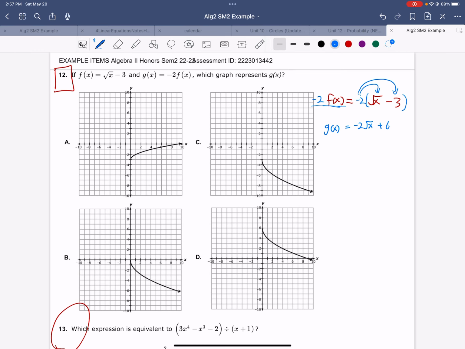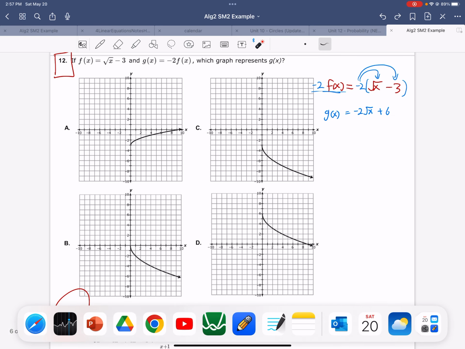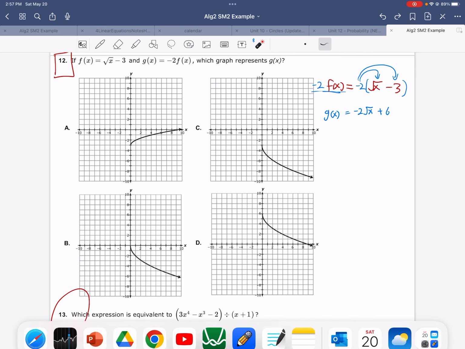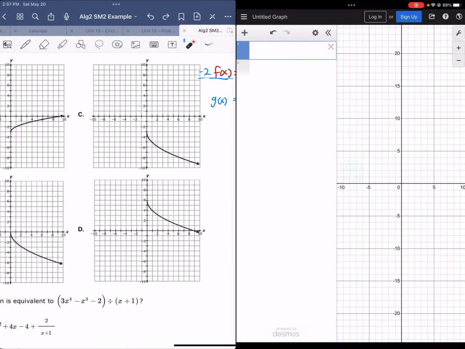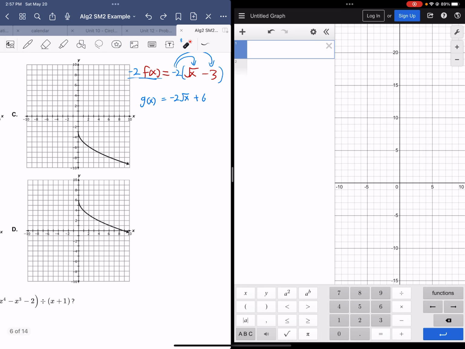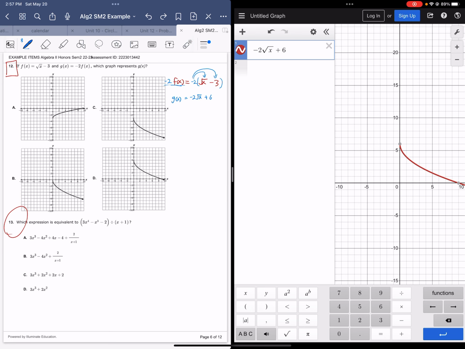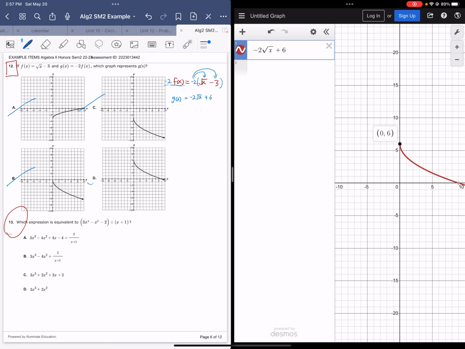And the question says, which graph represents g of x, which is this one, right? So let's see which one represents this. I'm going to put this one into Desmos. Let's see what it is. Negative 2 square root of x plus 6. So as you can see, it cannot be A, it cannot be B. It cannot be C because it's up here at 6, 0, right? So it's going to be D. Very simple.